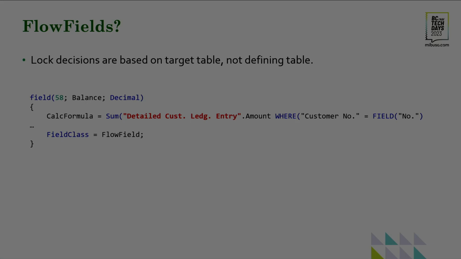So there was a question on FlowFields, and at least internally, that was one of the ones that tripped up a lot of developers, I would say. It's this problem of, what should actually impact if a FlowField reads with read uncommitted or with update lock? And in this case, it's the target table, right? So this is defined, I believe, on customer, and it's the balance, right? Because it's reading from the detailed customer ledger entry, it is actually that table state that defines if we're going to read with read uncommitted or update lock.